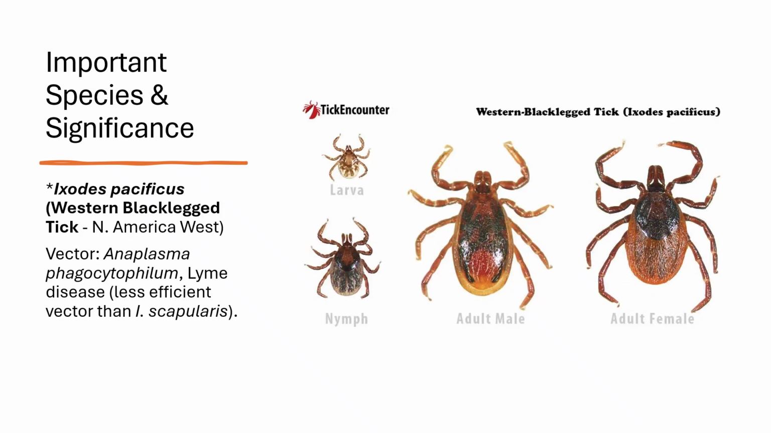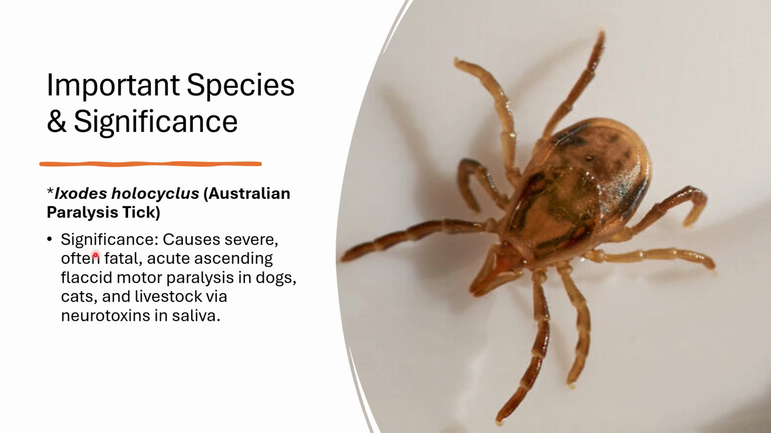We also have Ixodes pacificus, also known as the western black-legged tick. They are mainly distributed in the western part of North America. They are important vectors of Anaplasma phagocytophilum, and also Lyme disease, but less efficient compared to Ixodes scapularis. Another important species is Ixodes holocyclus, also known as the Australian paralysis tick. As the name suggests, they cause severe, often fatal, acute ascending flaccid motor paralysis in dogs, cats, and livestock via neurotoxins in the saliva.